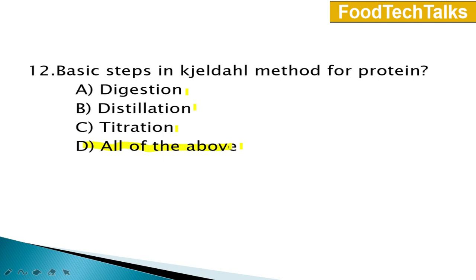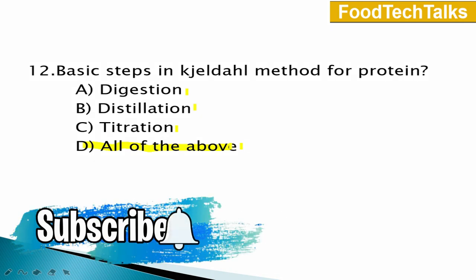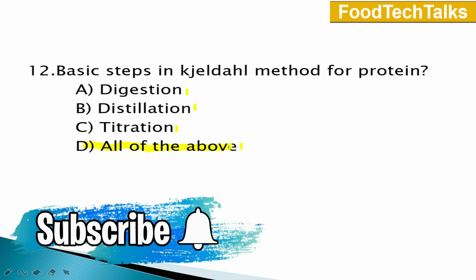In Kjeldahl method, first step is digestion. Digestion with a concentrated digestion mixture. It includes sulfuric acid, etc. So from there, it will form ammonium sulfate. And next step is distillation with NaOH. Then from there, ammonia will be liberated. This ammonia will be collected in boric acid. Third step is titration. In that step, it will be titrated against HCl. These are the basic steps under Kjeldahl method.